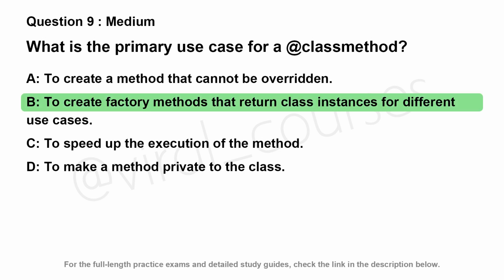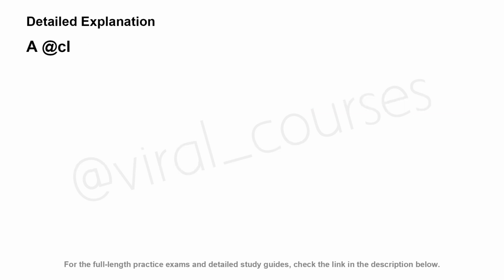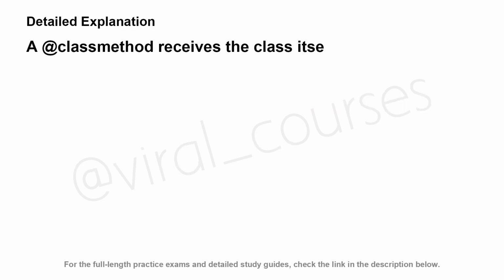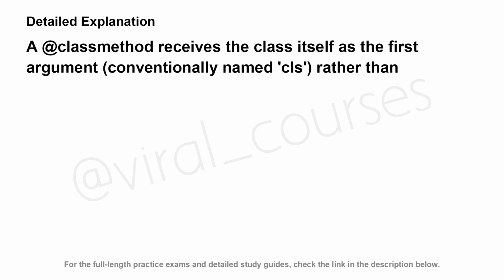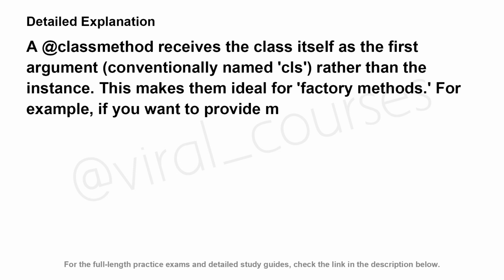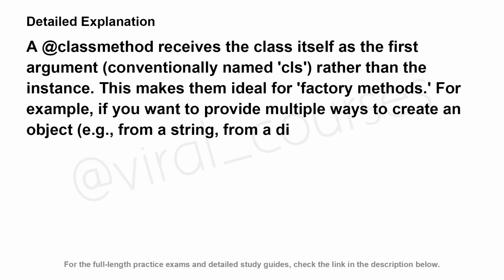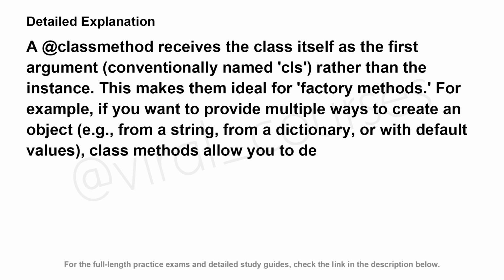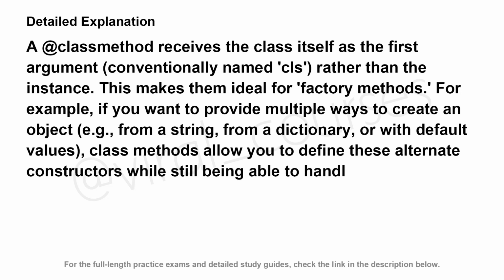The correct answer is B. A class method receives the class itself as the first argument, conventionally named cls, rather than the instance. This makes them ideal for factory methods. For example, if you want to provide multiple ways to create an object, e.g., from a string, from a dictionary, or with default values, class methods allow you to define these alternate constructors while still being able to handle inheritance correctly.